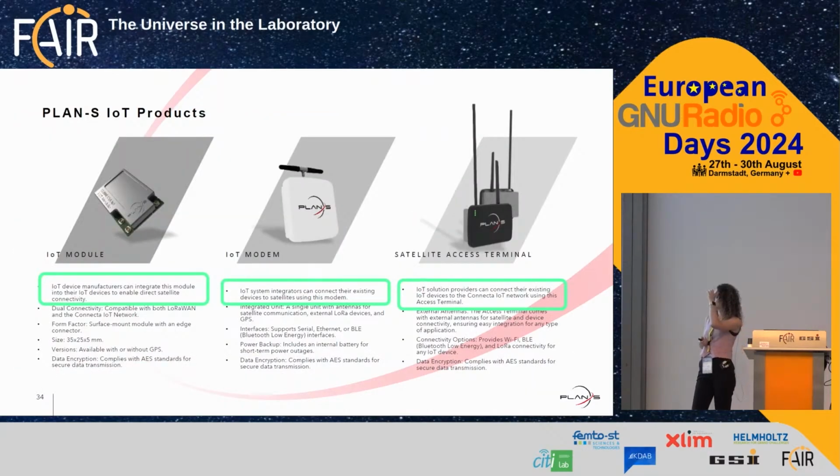These are IoT products. For example, we have IoT module. IoT device manufacturers can integrate this module into their devices to enable direct satellite access using the module. And IoT modem. IoT system integrators can connect their existing devices to satellites using this modem. And satellite access terminal. IoT solution providers can connect their existing IoT devices to the IoT network using this satellite access terminal.